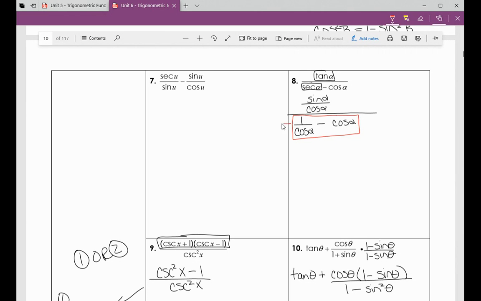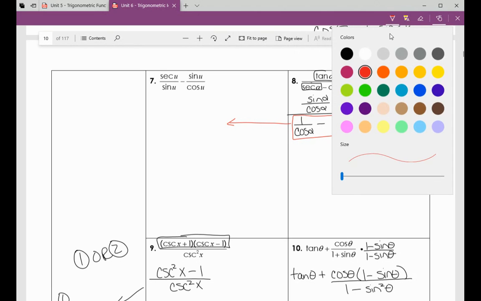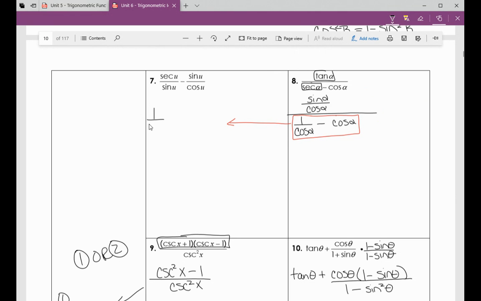Now, before I can do anything else, I can't multiply by the reciprocal yet, but I'm going to create one fraction here. So I'm going to take this over here to my workspace. 1 over cosine alpha minus cosine alpha. If I put that over 1, I have to multiply top and bottom by cosine alpha to create a common denominator. Do y'all agree? All right, so this becomes 1 over cosine alpha minus cosine squared alpha over cosine. That's what my denominator just became.